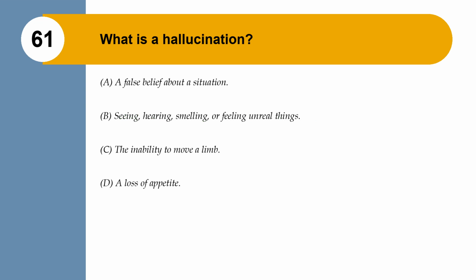Question 61. What is a hallucination? Option A, a false belief about a situation. Option B, seeing, hearing, smelling, or feeling unreal things. Option C, the inability to move a limb. Option D, a loss of appetite.